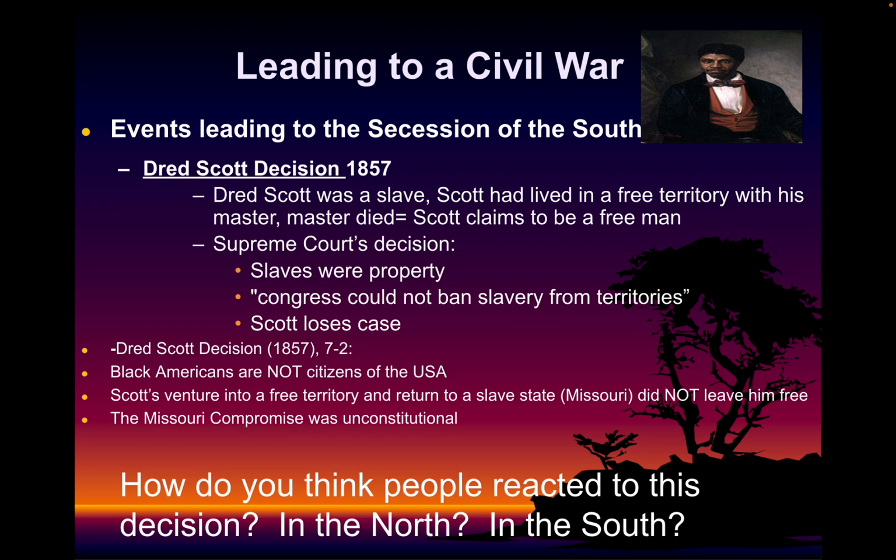And of course, people who were pro-slavery didn't like that. People who were abolitionists, who didn't like slavery, thought that Dred Scott was absolutely correct. And the decision of is he slave or is he free goes all the way to the United States Supreme Court. It's going to sound crazy by today's world, but the Supreme Court in the 1850s ruled the following. Slaves are property. Congress could not ban slavery from the territories. And not only does Dred Scott lose his case 7-2, Dred Scott is sold back into slavery.